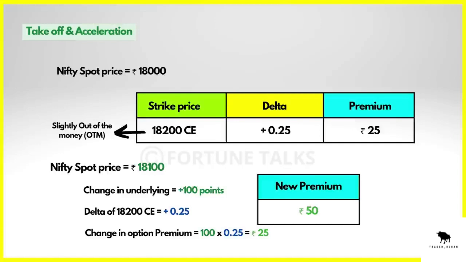So when the spot price moves 100 points from 18,000 to 18,100, what do you think will happen to the 18,200 call option's premium? Since the delta is 0.25 and the change in underlying is 100 points, the change in the premium will be equal to 100 multiplied by 0.25, which is equal to 25 rupees, and therefore the new premium will turn out to be 25 plus 25, which equals 50 rupees. And that, my friend, is a 100% return. Now, isn't it clear that for the same 100-point move of the underlying, the slightly OTM option behaves very differently from deep out of the money options?